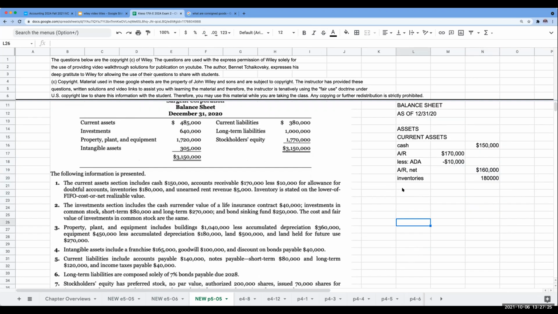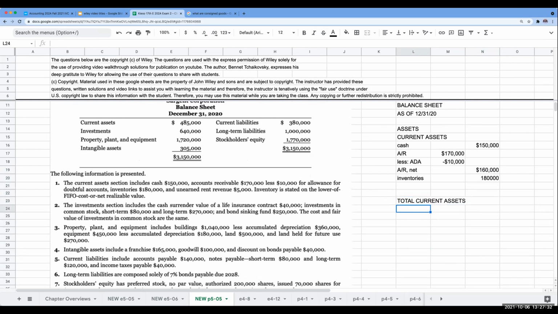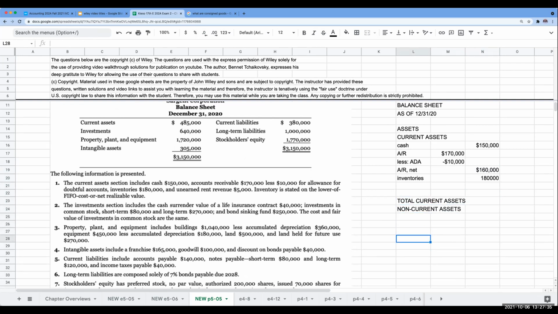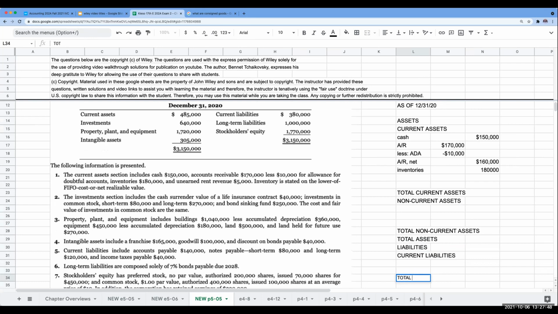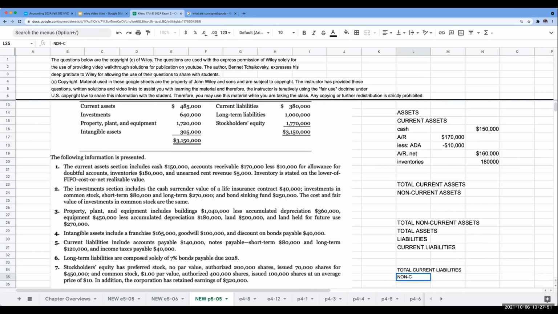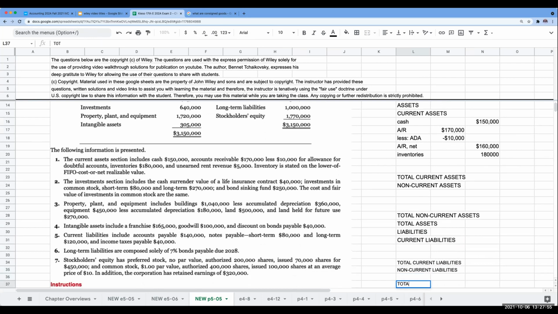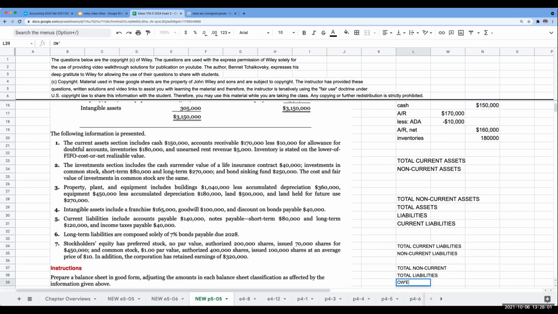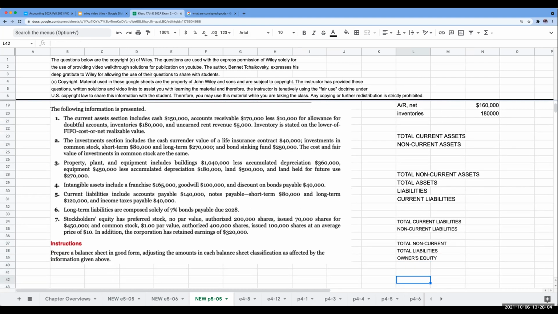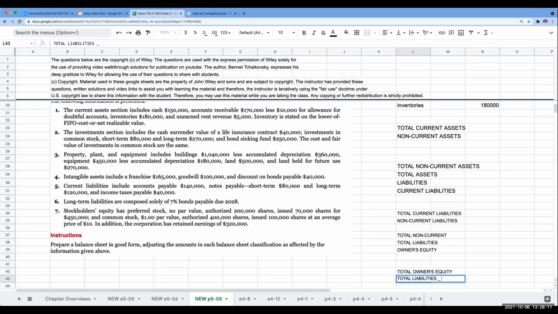Okay, so when I look at this over here, right? I've got total current assets, non-current assets, total non-current assets, total assets, liabilities, current liabilities, total current, non-current liabilities, total non-current, total liabilities, owner's equity, total owner's equity, total liabilities and owner's equity.